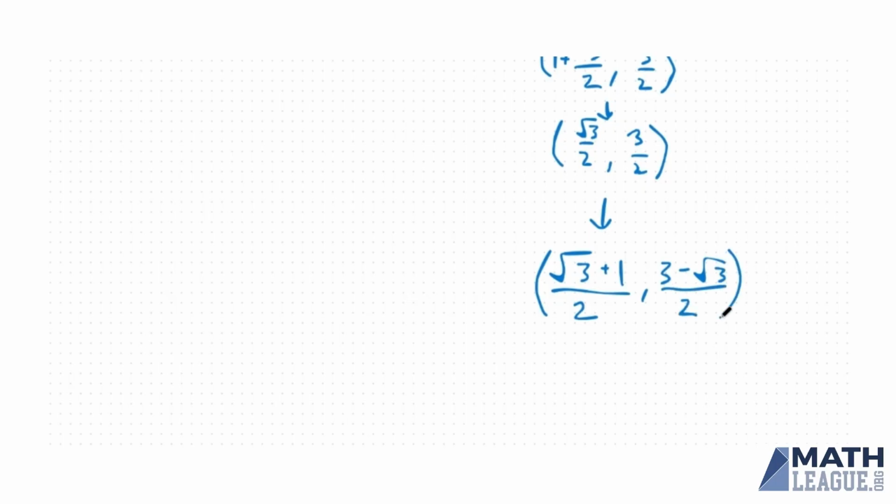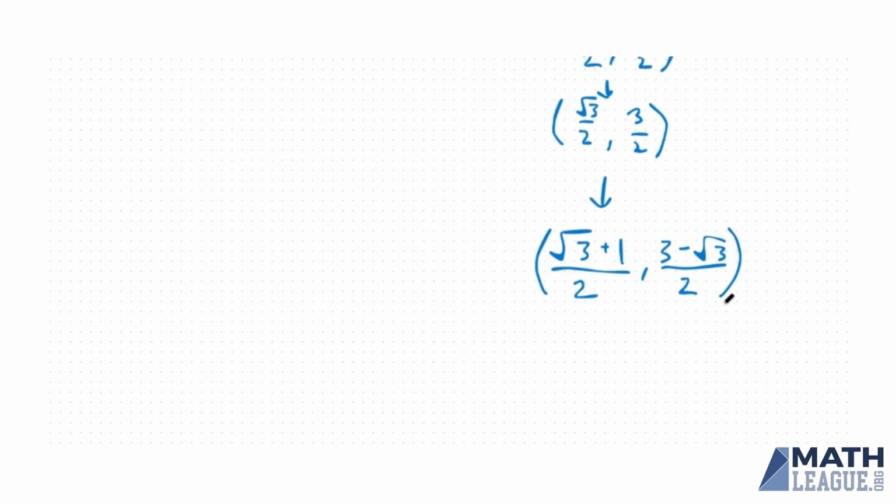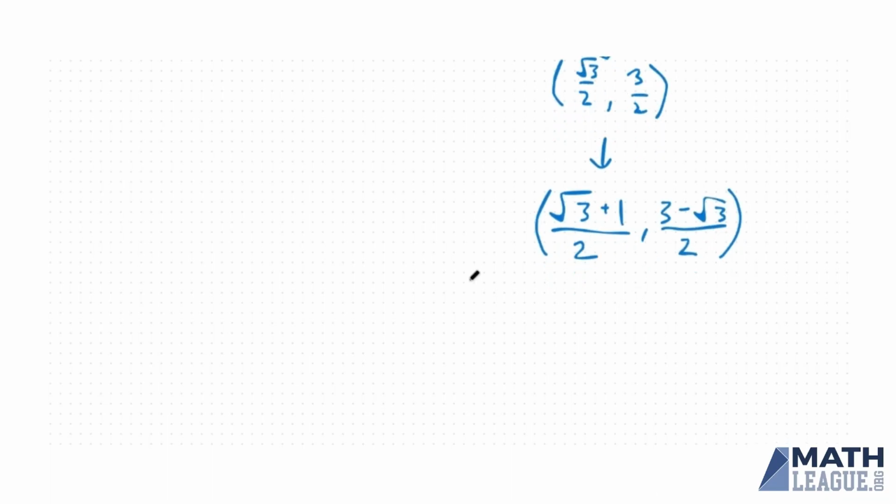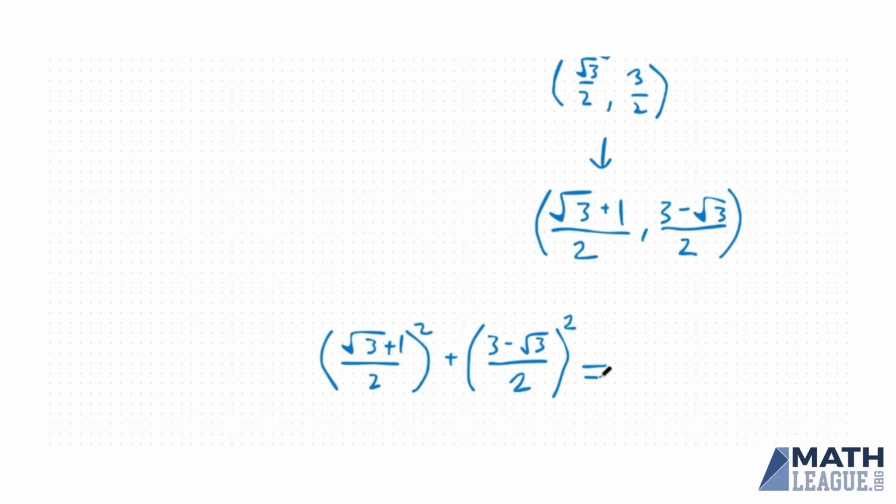And now all that we need to do is find the distance that this is from the origin, which by the Pythagorean theorem, the distance squared is going to be the sum of the squares of these terms, or root 3 plus 1 over 2 squared plus 3 minus root 3 over 2 squared, which after squaring and simplifying evaluates to 4 minus root 3, which is our answer.